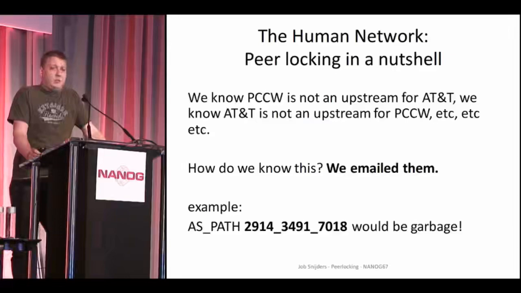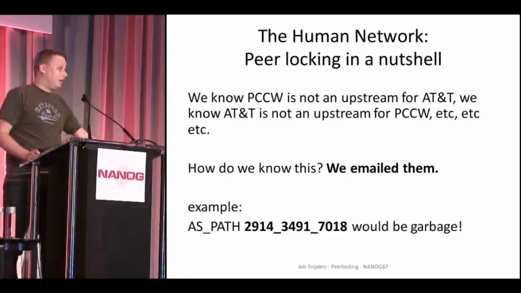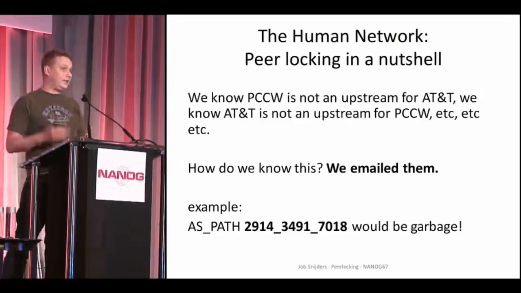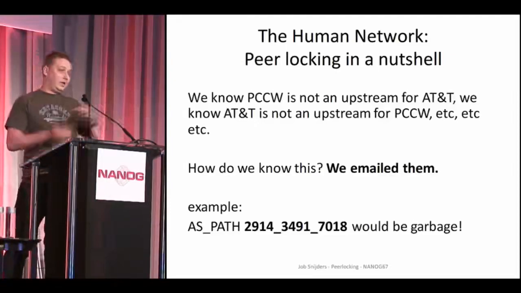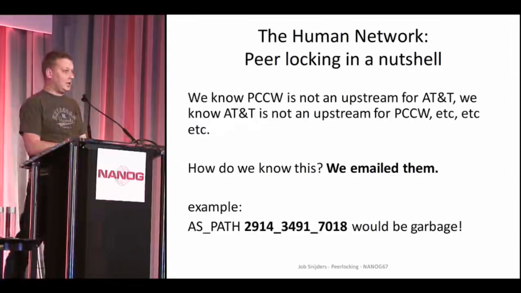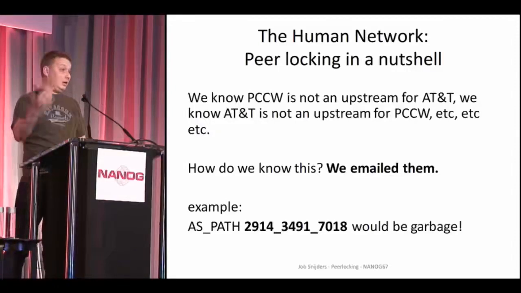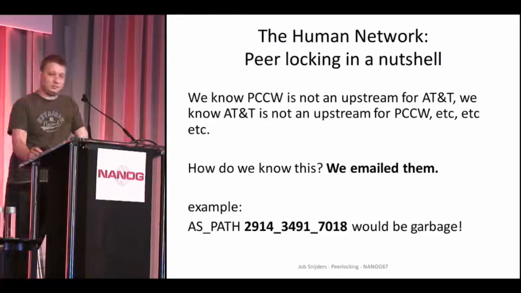In this particular example, AT&T and PCW have both agreed to this peer locking mechanism, and they have both indicated that there are no valid intermediate networks between NTT and PCW and NTT and AT&T. So the example AS path that we see below, where we see AT&T behind PCW, is by the admission of AT&T an incorrect path that should never exist. And therefore, we should block it on our eBGP border.